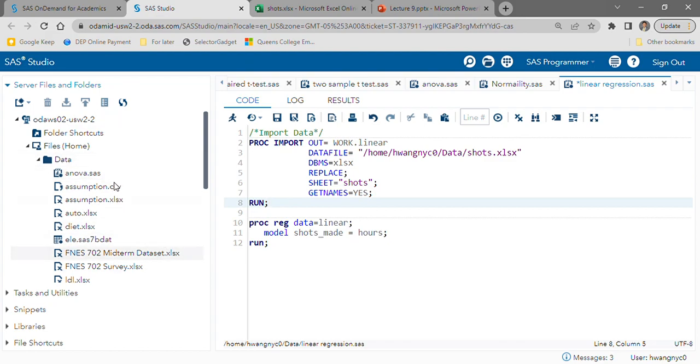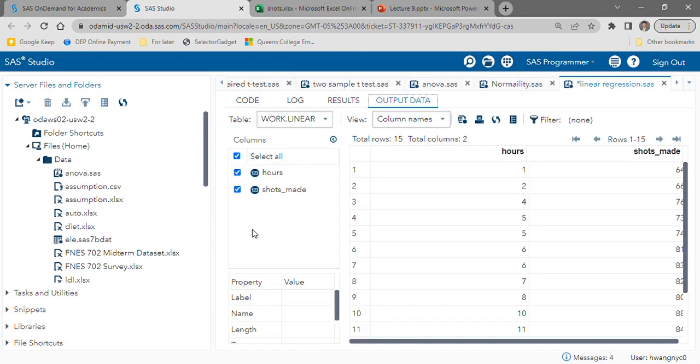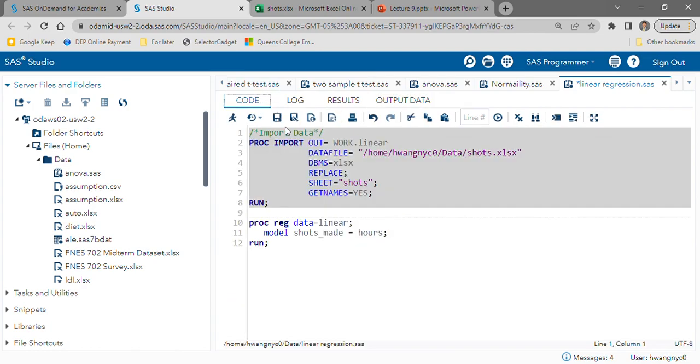You know this part already. We're going to upload the shots.xlsx dataset. The sheet name is called shots. We're going to do our running man and run them in. Notice all of our information is here. Notice that hours and shots made are our areas of interest, our columns and our column names.